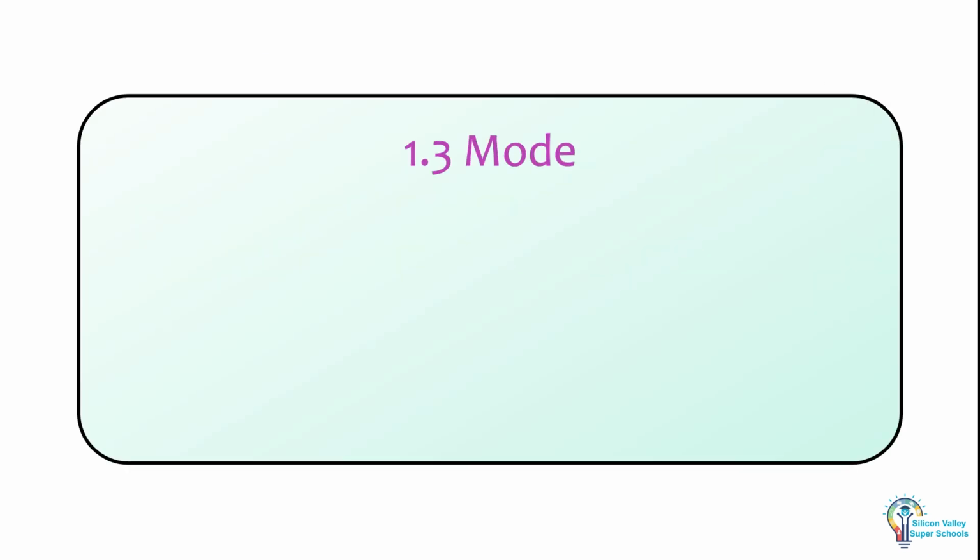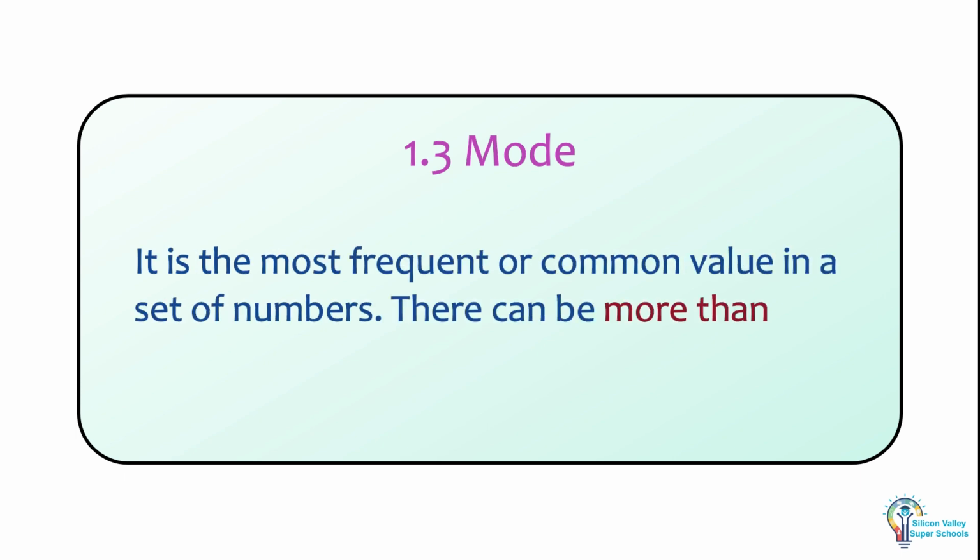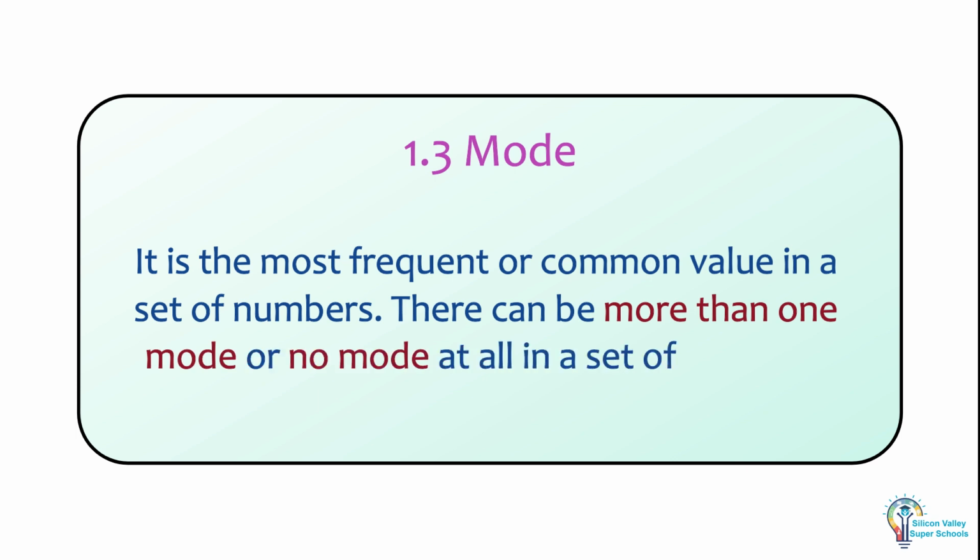The mode is another type of average. It is the most frequent or common value in a set of numbers. There can be more than one mode or no mode at all in a set of numbers.